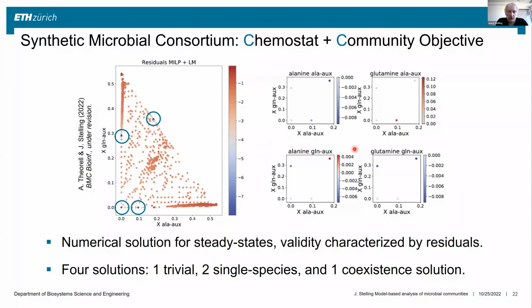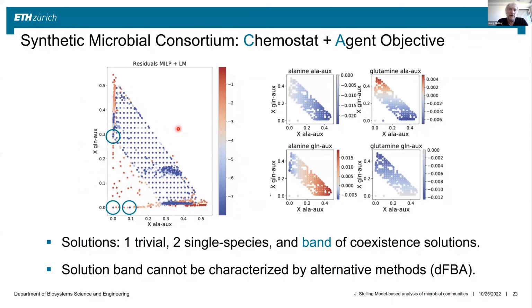What would also come out of other approaches, for example, if you run dynamic FBA on this type of community model. What was really interesting, and we're still trying to figure out what happens exactly there: we now assume, again, we're in chemostat, but now we have individual objectives for the species. So it's this agent model. Every individual species tries to maximize its growth.